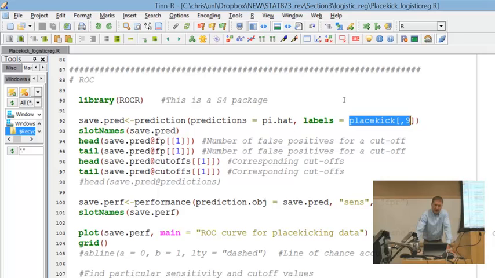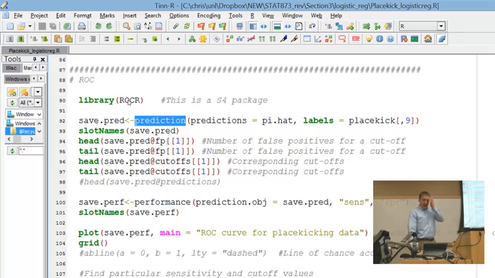Also, you pass in the true classifications of your observations. And then the prediction function calculates, for a whole bunch of different cutoff probabilities, how many observations will be classified as a success and how many will be classified as a failure. I put the results into save.pred.